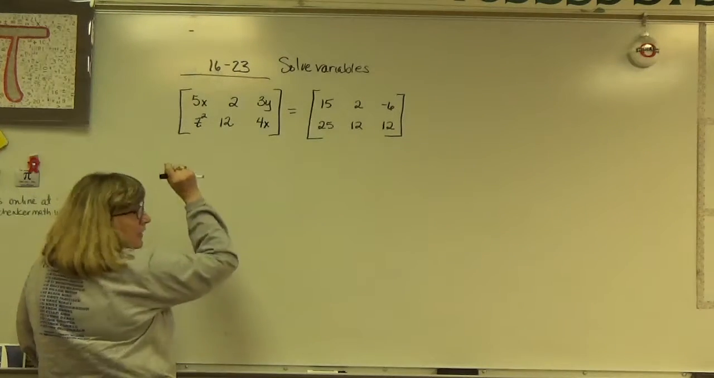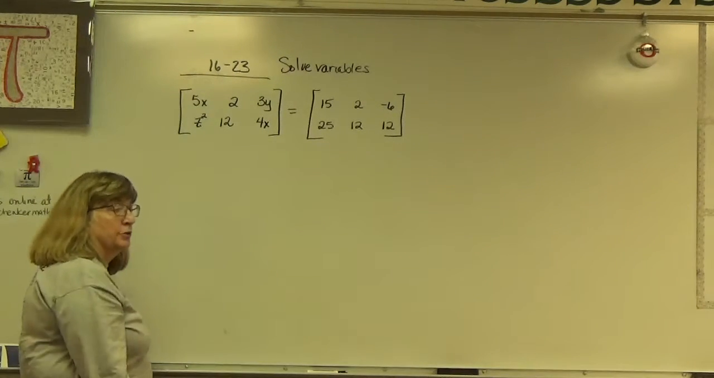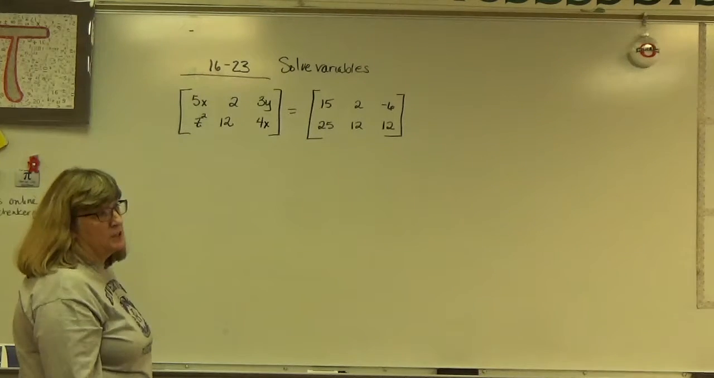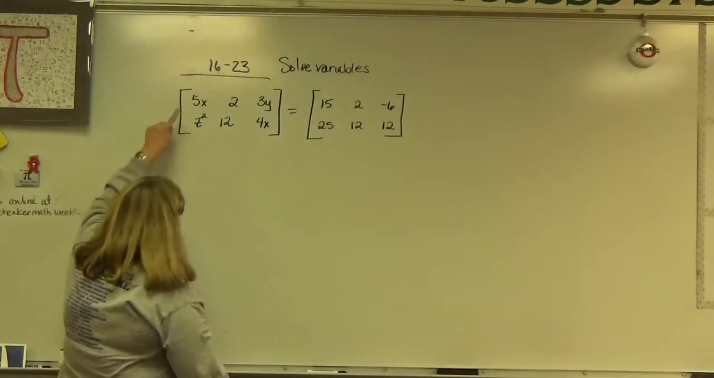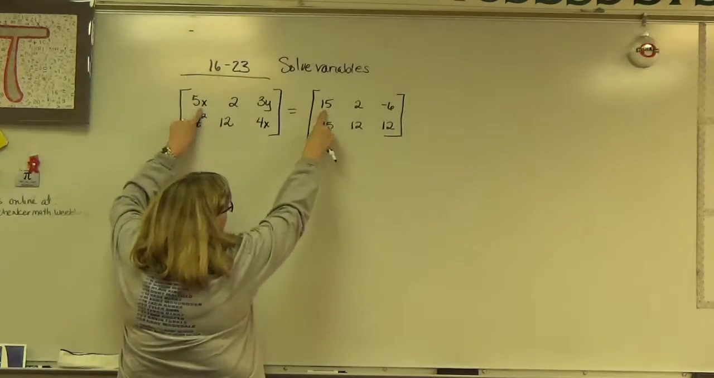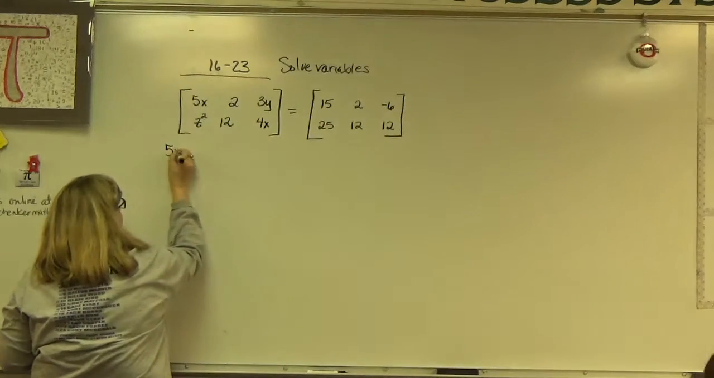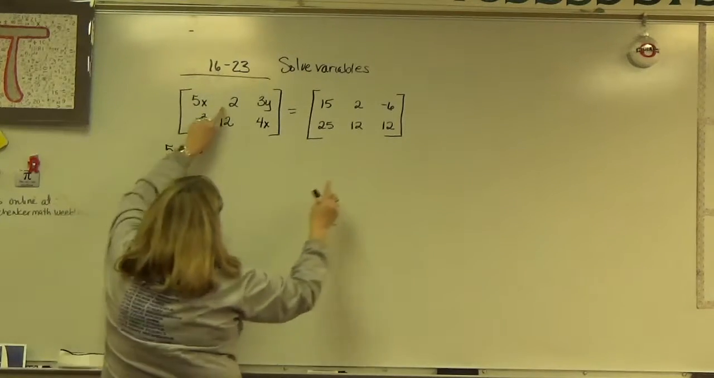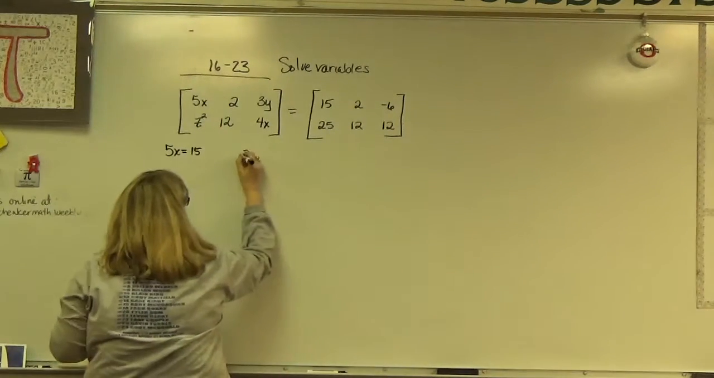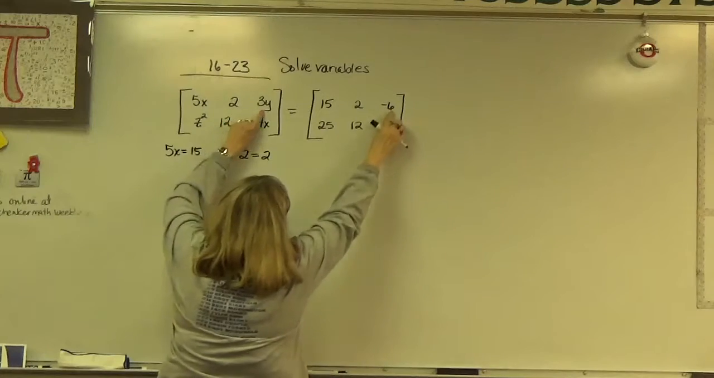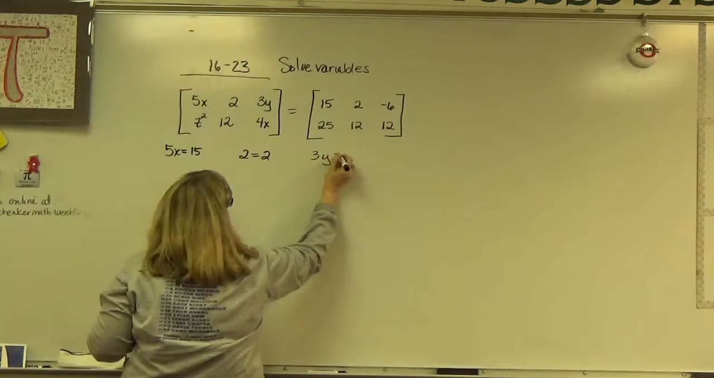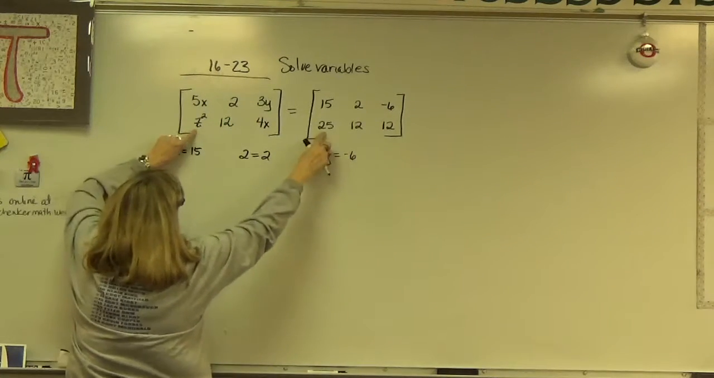So we said each respective position equal to the same position in the second matrix. So that would be row 1 first column to row 1 first column. Everybody follow me there? So that would be 5x equals 15. That would be 2 equals 2. That would be 3y equals a negative 6.